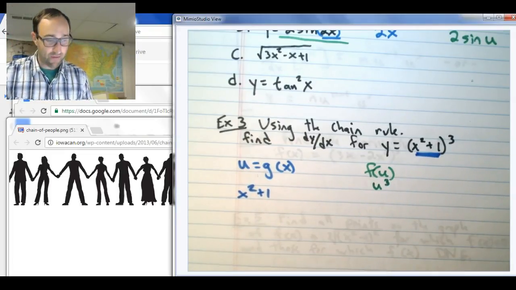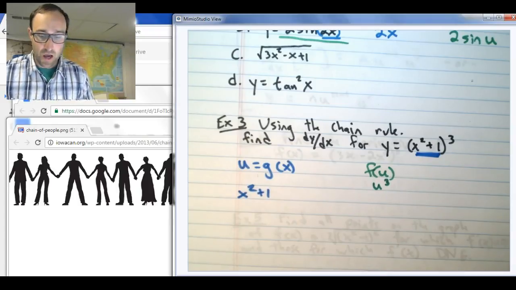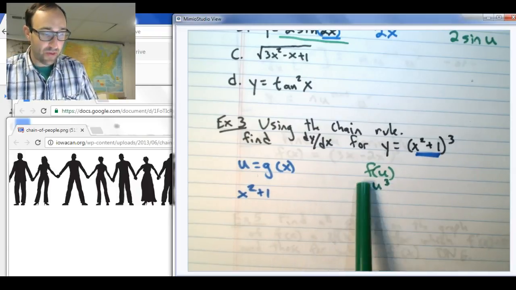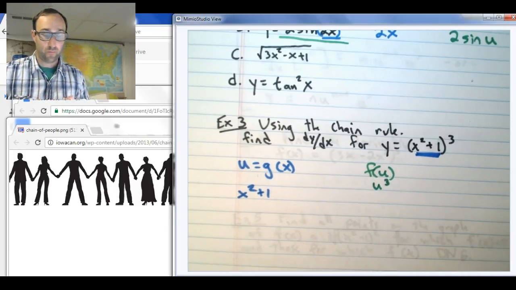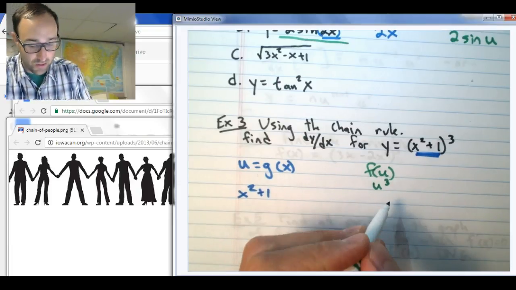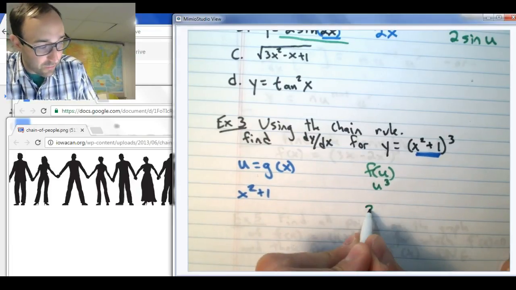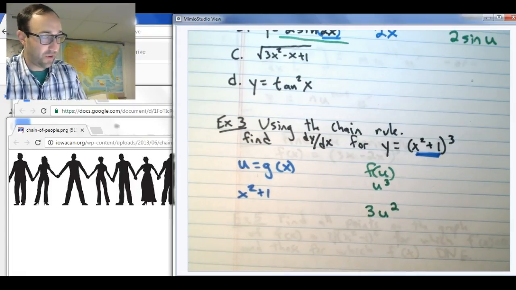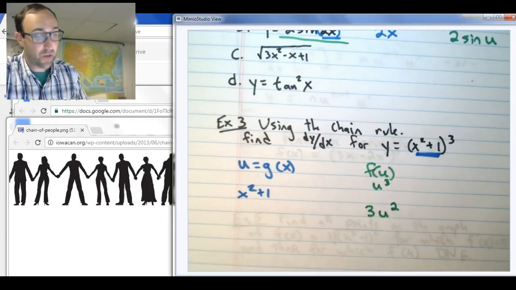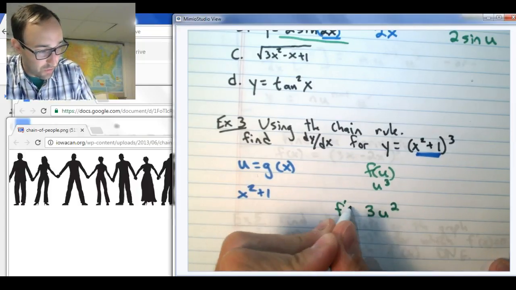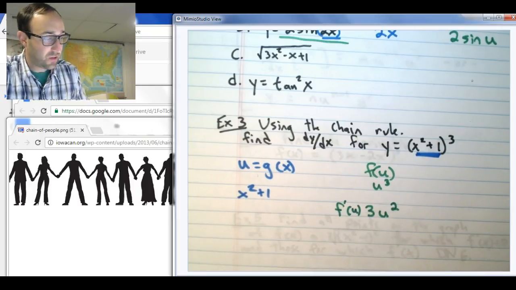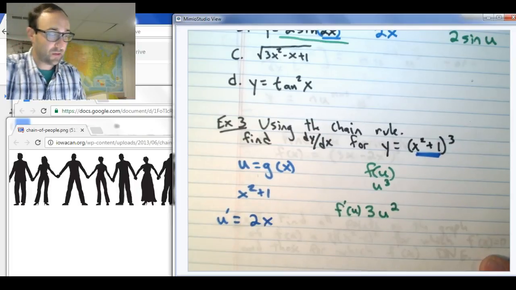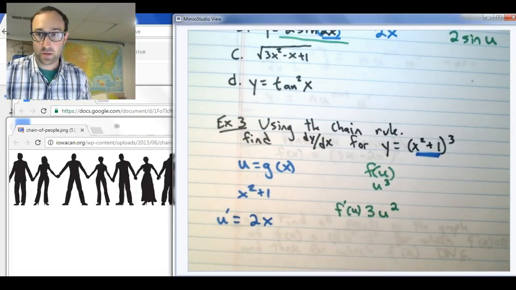All right, so we have those two. Okay, so now what we are going to do is let's figure out this whole thing using what we know from the general power rule, is that we can say this is going to be 3u squared. Okay, and then using what we know about this one, that is going to be f prime of u. So we can say f prime of u equals that. And we can say u prime is going to equal the 2x. Okay? So far, so good.